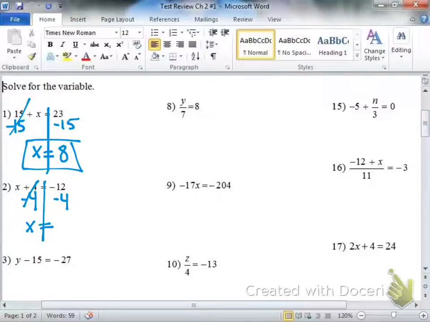What is negative 12 minus 4? Don't say 8 or negative 8. Negative 16. The signs are the same, so you add them and keep the negative sign. Questions on that one?